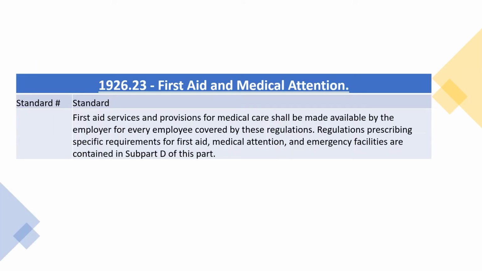1926.23 First aid and medical attention. First aid services and provisions for medical care shall be made available by the employer for every employee covered by these regulations. Regulations prescribing specific requirements for first aid, medical attention, and emergency facilities are contained in Subpart D of this part.